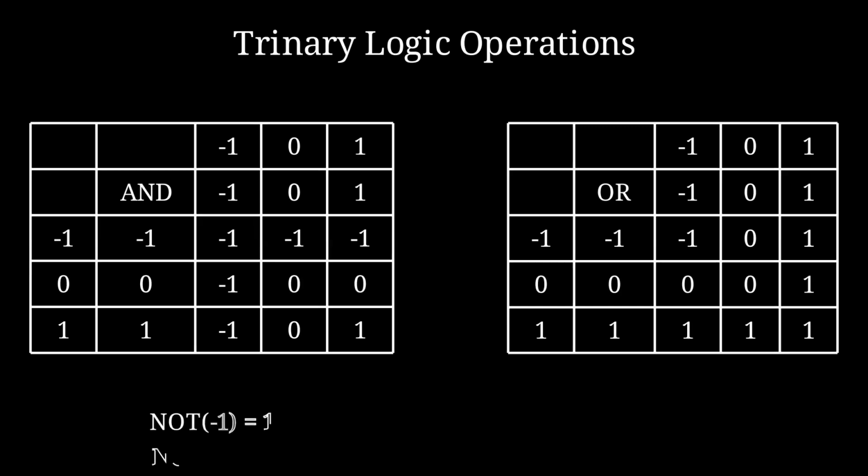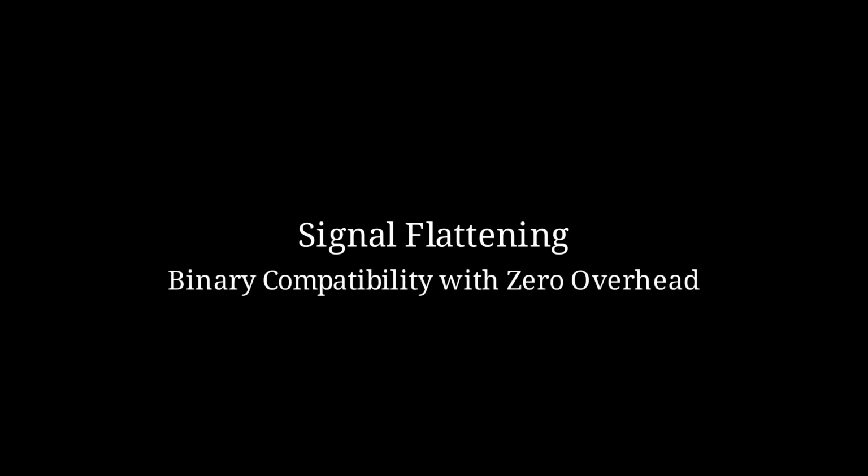More information per digit, with log2-3 or approximately 1.58 bits of information per trit, compared to 1 bit in binary systems. It enables logical operations with three distinct states, providing more expressive computing capabilities. Certain algorithms become significantly more efficient in this three-state system. And perhaps most importantly, through a technique called signal flattening, we maintain full compatibility with existing binary systems.